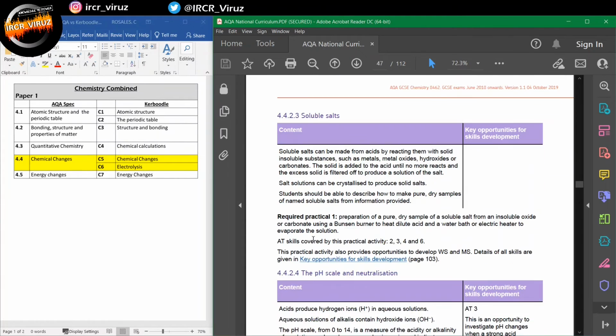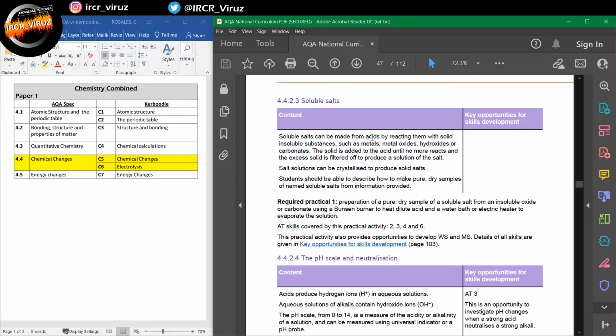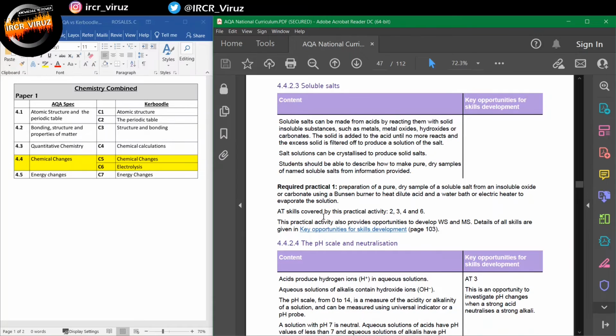Okay. Soluble salts. Soluble salts can be made from acids by reacting them with solid insoluble substances such as metal oxides, hydroxides, or carbonates. The solids are added until there is no more reactant in excess. This is the required practical. The majority of the time you will have copper oxide, which is that black fine powder, and they will either ask you to make copper chloride crystals, dry copper chloride crystals, or dry copper sulfate crystals. And this is very, very, very likely to be a 6-mark question. Because it's a required practical, it's very likely that you will get it.